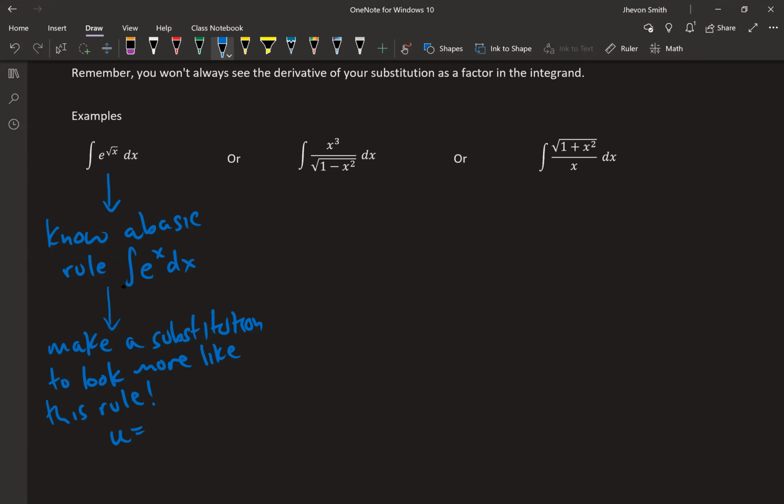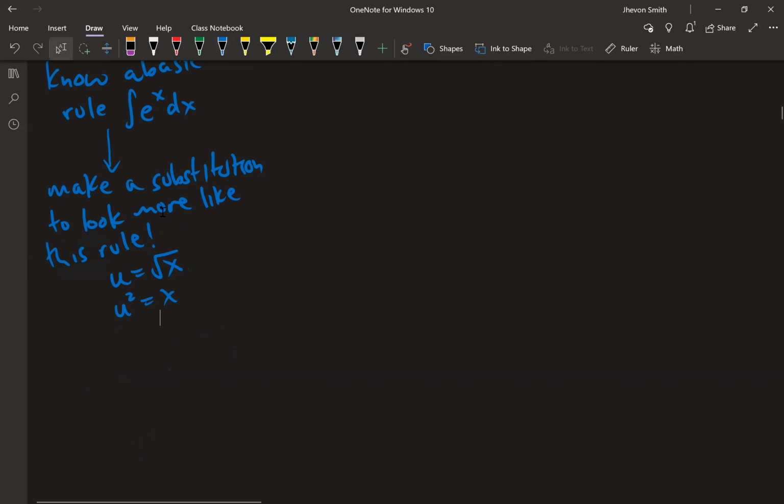So u equals radical x would be the right substitution. Then you'd realize that means u squared is equal to x. That makes you realize that 2u du is equal to dx. And then you can plug this into the integral and you'd realize that the integral now looks like this, which we can do by parts.